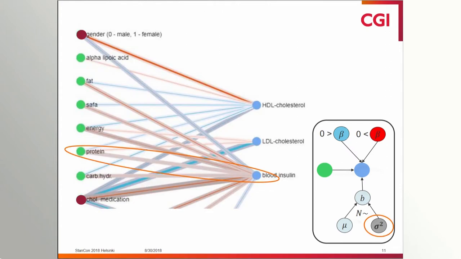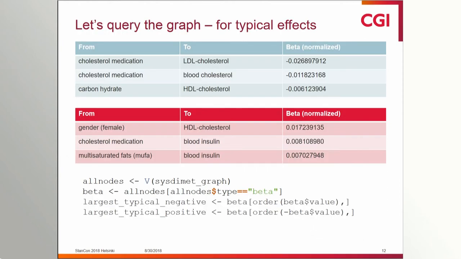Let's zoom in and look at our example, protein to insulin, and see that there is really not much of a typical effect, but the between-person variance seems to be high. Let's look at the numbers. So now we are querying the graph object. We can query all the beta nodes and sort them. So here are the typical effects.